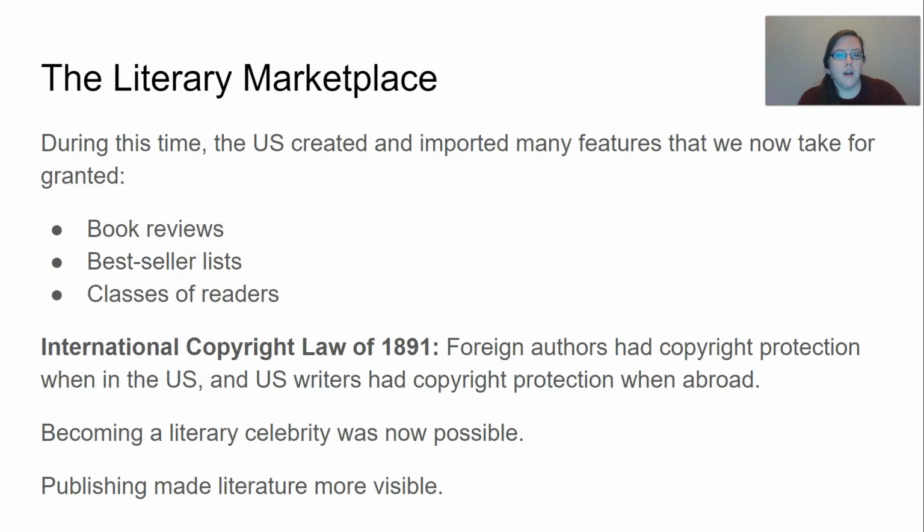The International Copyright Law of 1891 gives protections to foreign authors in the US and also US authors who are abroad. Becoming a literary celebrity is now a possibility. A lot of the time before, your work wasn't really read or published until after your death. Of course, that's not true with every author, but that's really common. And now, because of the mobility of literature, you can be alive and writing and publishing, and people are reading your work in their homes and being excited about that.